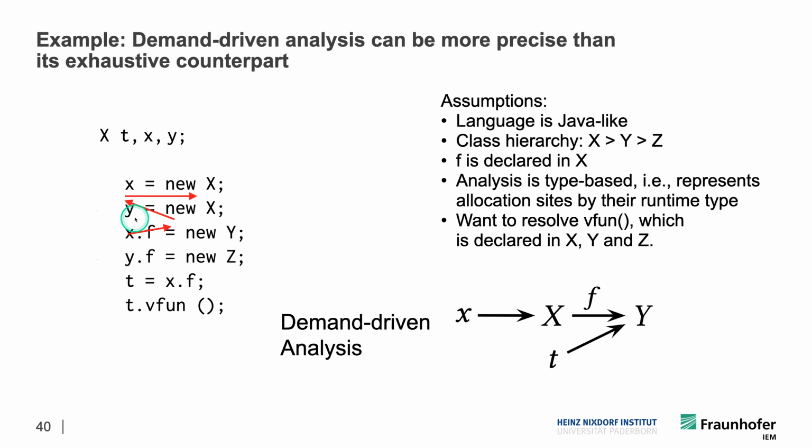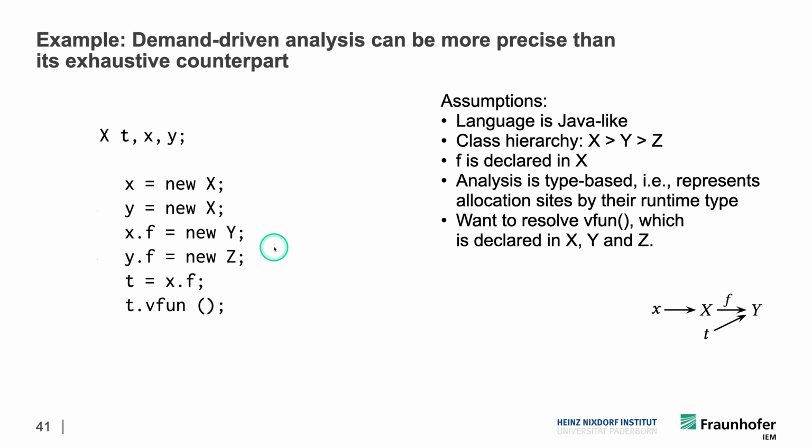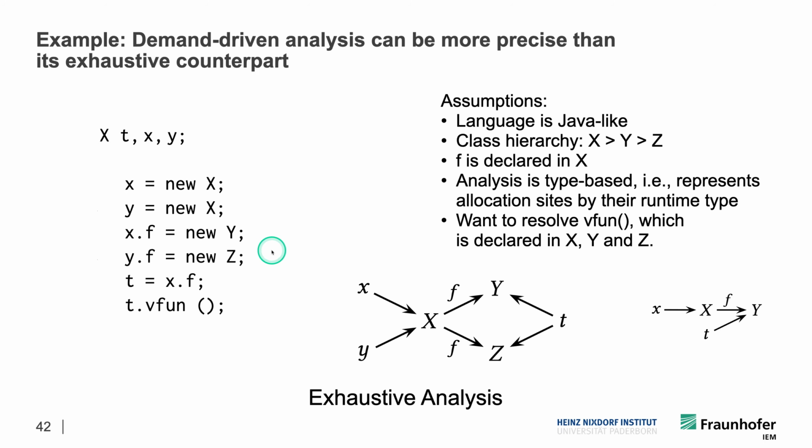And yeah, the same here actually for the field up here. Now, the thing is, if you do an exhaustive analysis, this looks different. You will get a less precise answer actually. And in particular here, we will now get the result that both X and Y can point to the same allocation site, because here we have this type-based representation, right? So both this alloc site and this alloc site are represented by the same node.